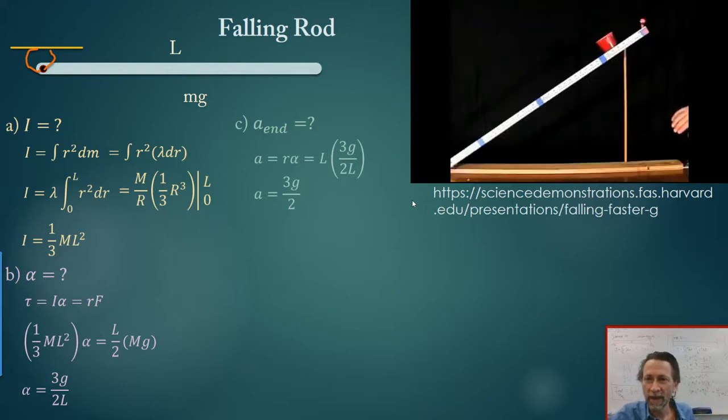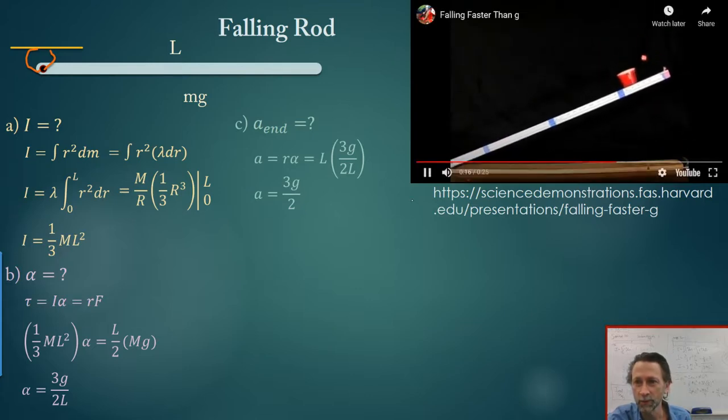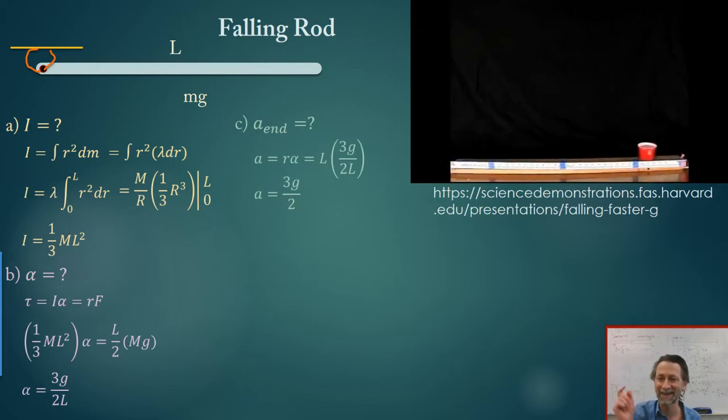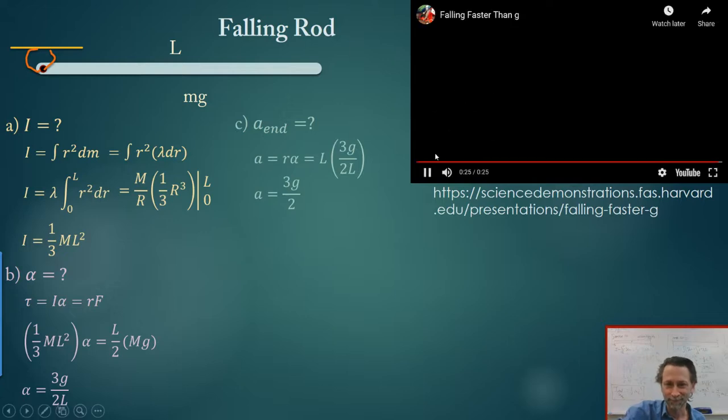So you'll notice that they have this marble at the top at the end of the rod, and then they have placed a cup where it's going to fall. So when they pull it, notice that the rod is accelerating down faster than gravity, fast enough that it can catch the marble in the cup before the marble gets there.